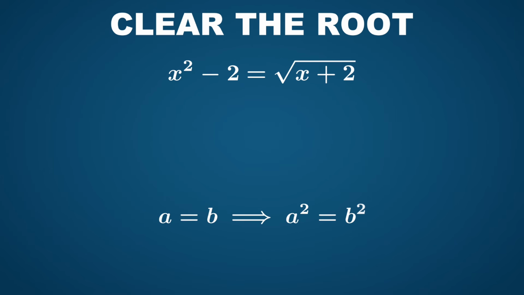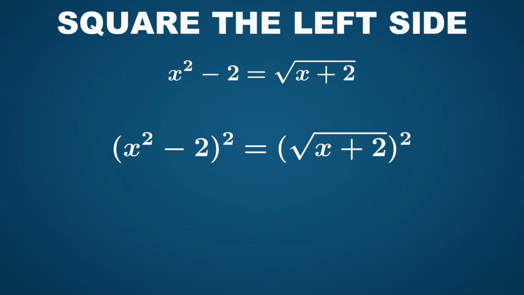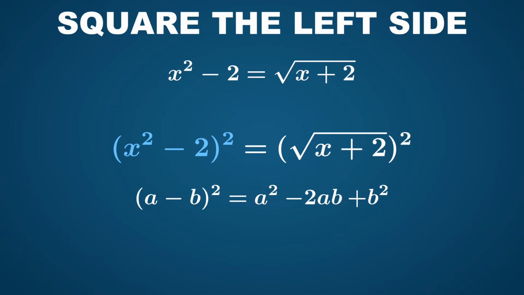When two equal numbers are squared, the results stay equal. So we square the left side, and we square the right side. On the left, we are squaring the quantity x squared minus 2. There is a well-known pattern for squaring a difference. It is the first term squared minus twice the product plus the second term squared.